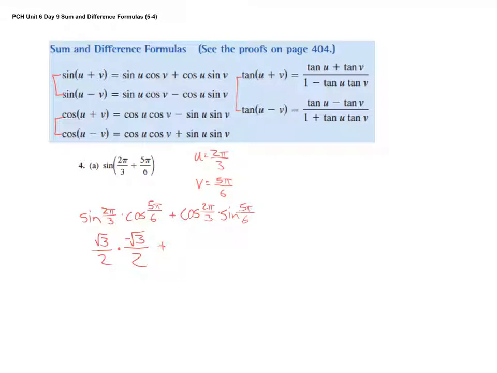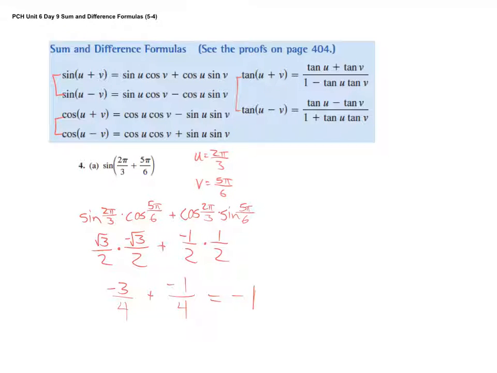Now, cosine of 2 pi over 3. 2 pi over 3 is 1 half. We're in the second quadrant, right? Yes, so cosine is negative, negative 1 half. And sine of 5 pi over 6? Positive 1 half. Good. Alright, so if we multiply these and put them together, we get negative 3/4 plus a negative 1/4, which happens to equal negative 1.